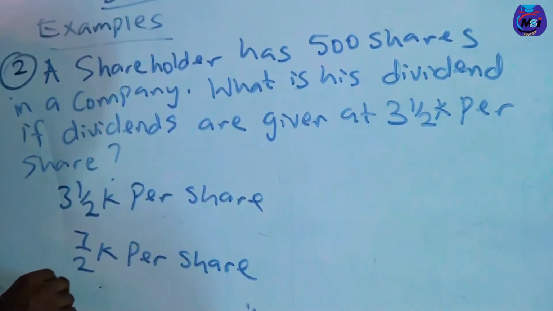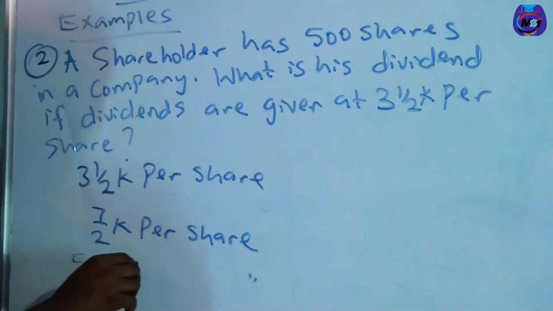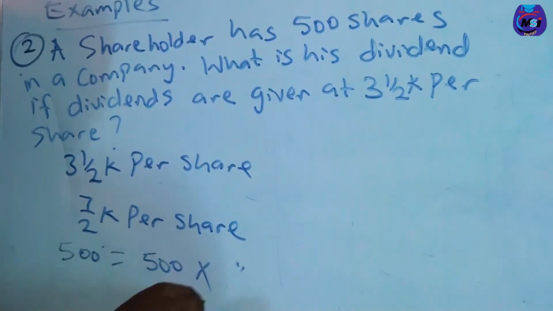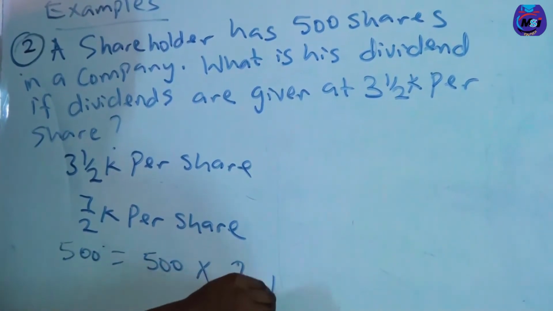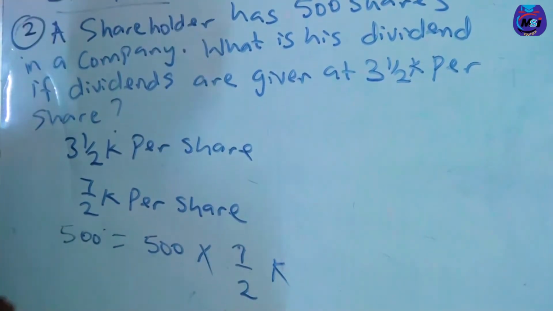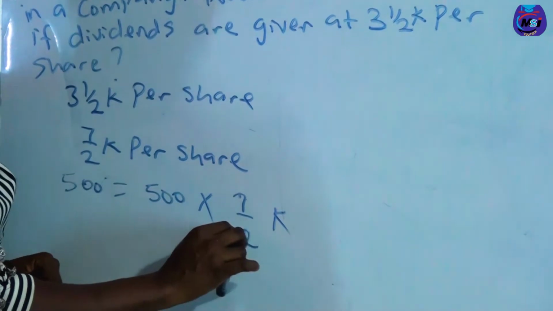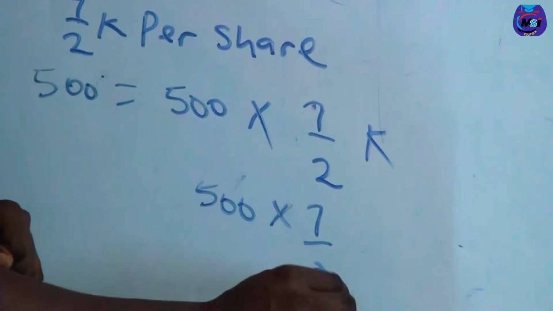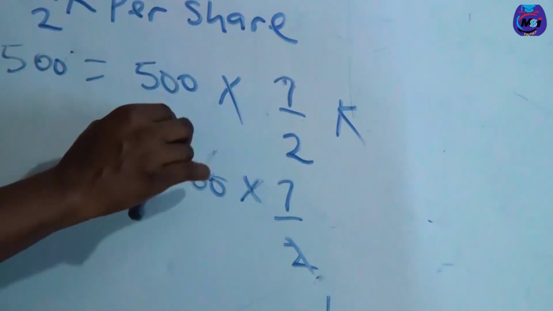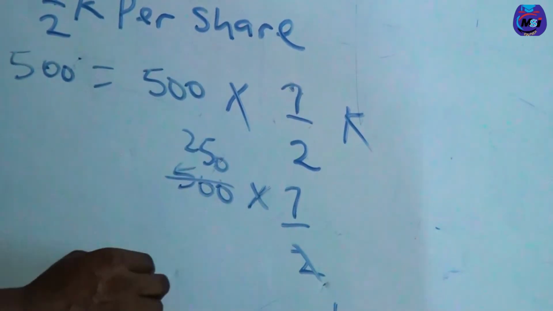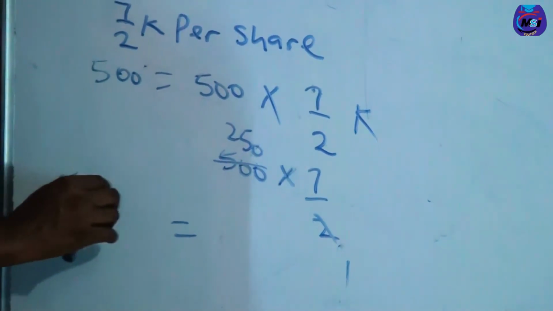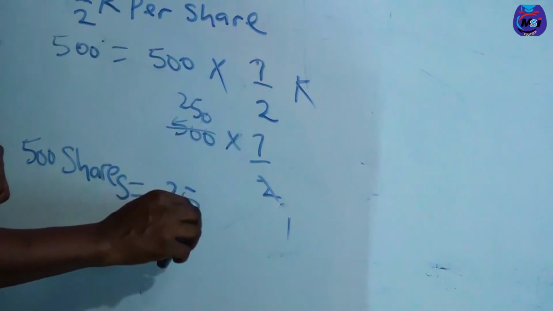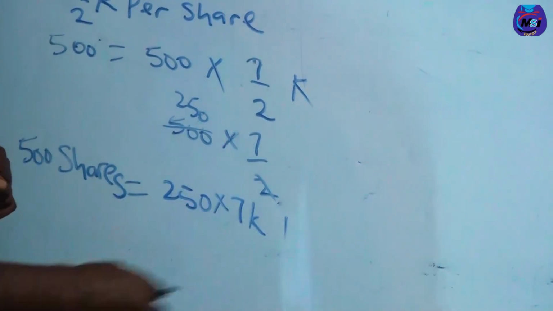So 500 shares would be 500 times 7 over 2 kobo. What do we do? I could divide these. 500 times 7 over 2. 2 will divide 2 one time. 2 will divide 500, 250 times. So I have, for 500 shares, it will be 250 times 7 kobo.